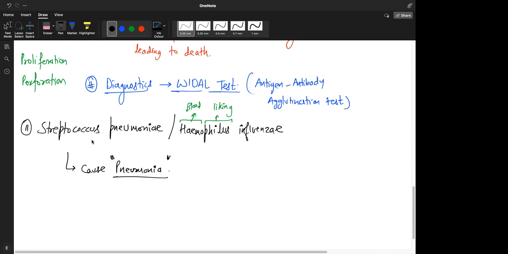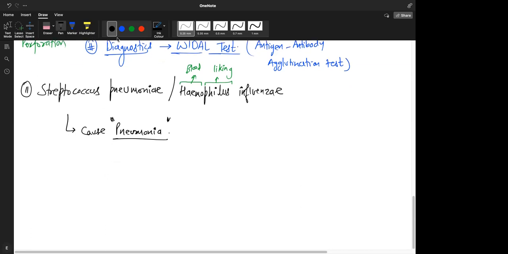But Streptococcus pneumoniae and Haemophilus influenzae cause pneumonia. So others, any idea what happens in pneumonia? What is the disease? Problems in breathing. It causes problems in breathing. Exactly, Afifa. Perfect. Very good.